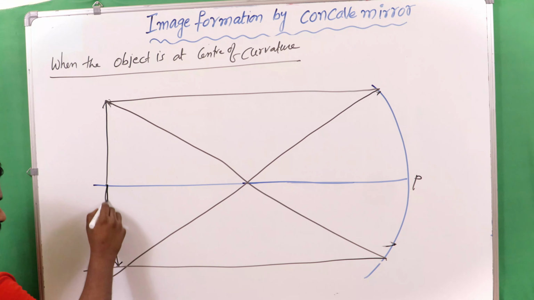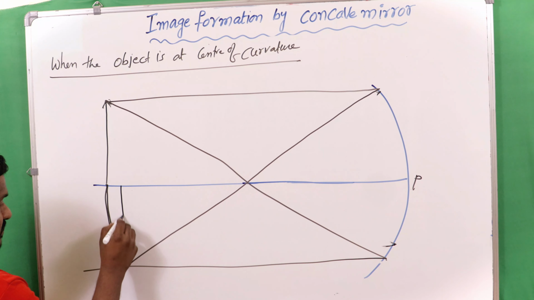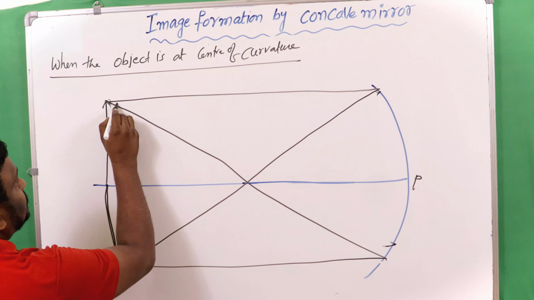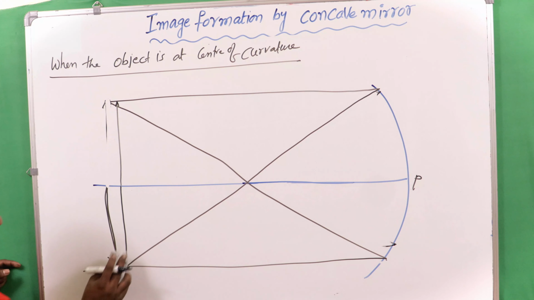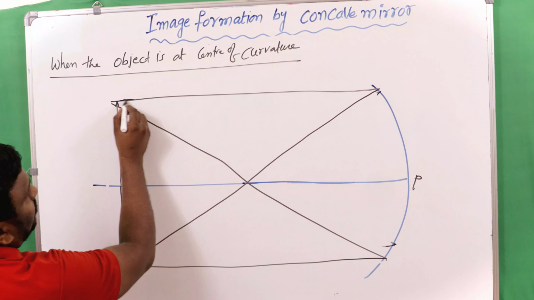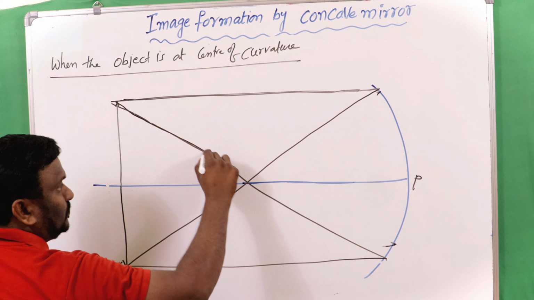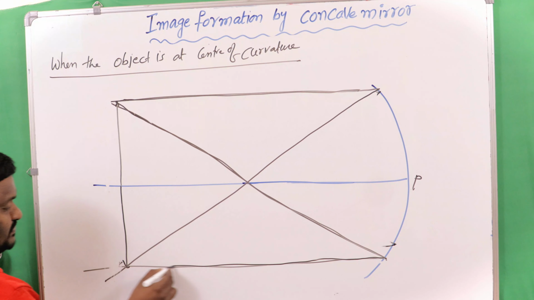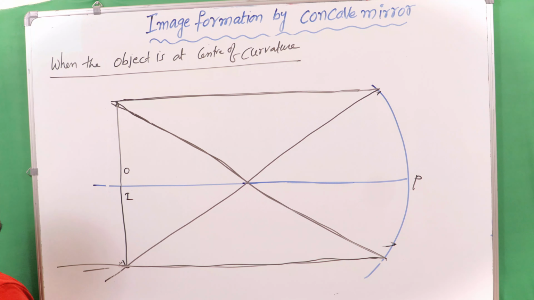So this is the image now here. Simply I am drawing like this and taking this as the object now here, then it will be perfect. Very simple. So this is the ray parallel to the principal axis and this is the ray passing through the focus. After reflection, it is parallel to the principal axis. So this is the object and this is the image.